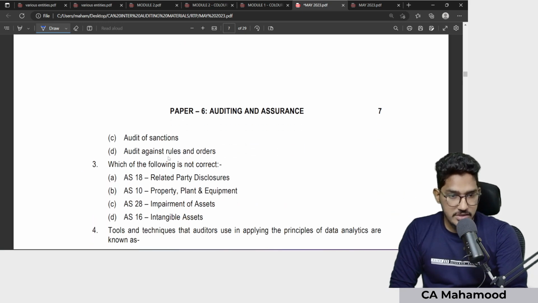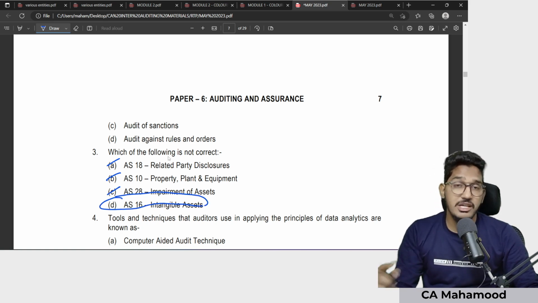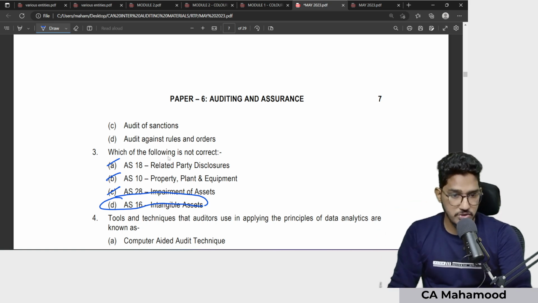Next one, which of the following is not correct? So they are giving some options. We have to find out the incorrect option. AS18 dealing with related party transactions, yes. AS10 PPE, yes. AS28 impairment of assets, yes. AS16 intangible assets, this is wrong. Why? Because AS26 is talking about intangible assets, not AS16. So D is the incorrect option.